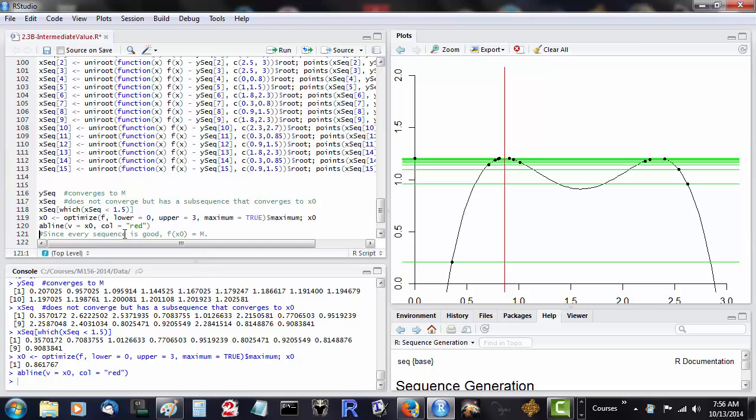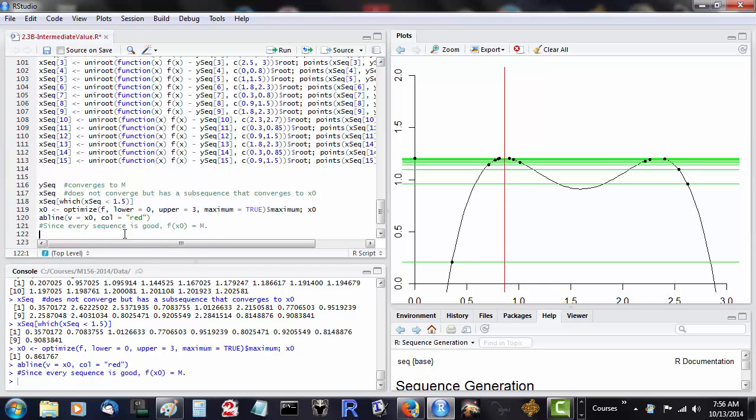And since the function's continuous, every sequence is a good sequence. If the sequence in the domain converges to x0, the sequence in the codomain converges to the value m. So we have found a maximum. The maximum is the value x0 for which f of x0 is equal to m.